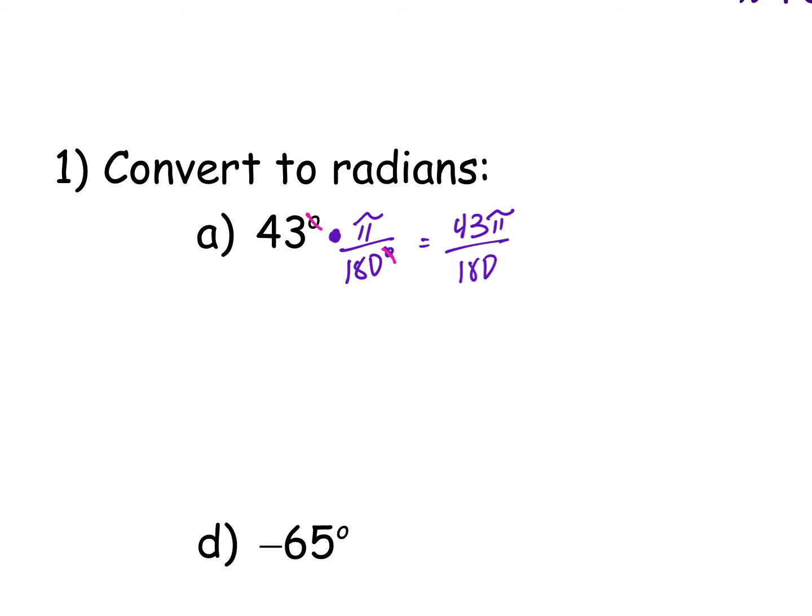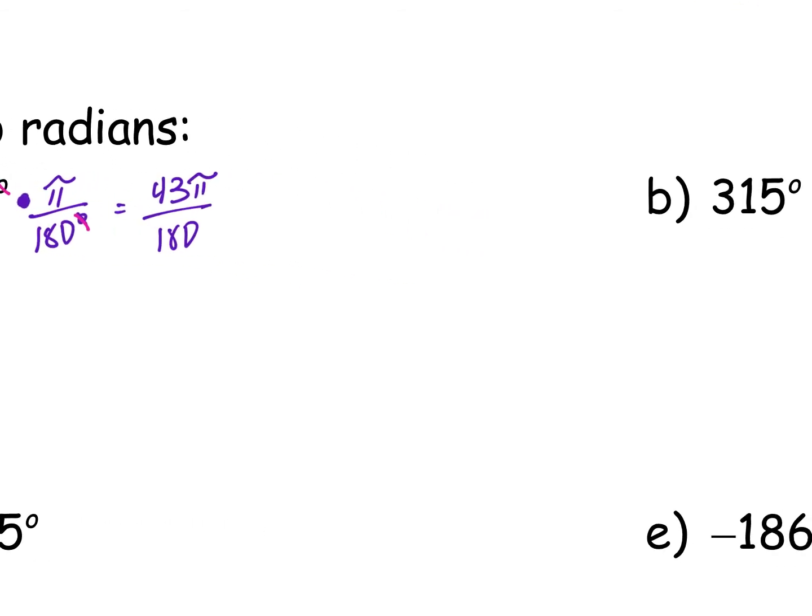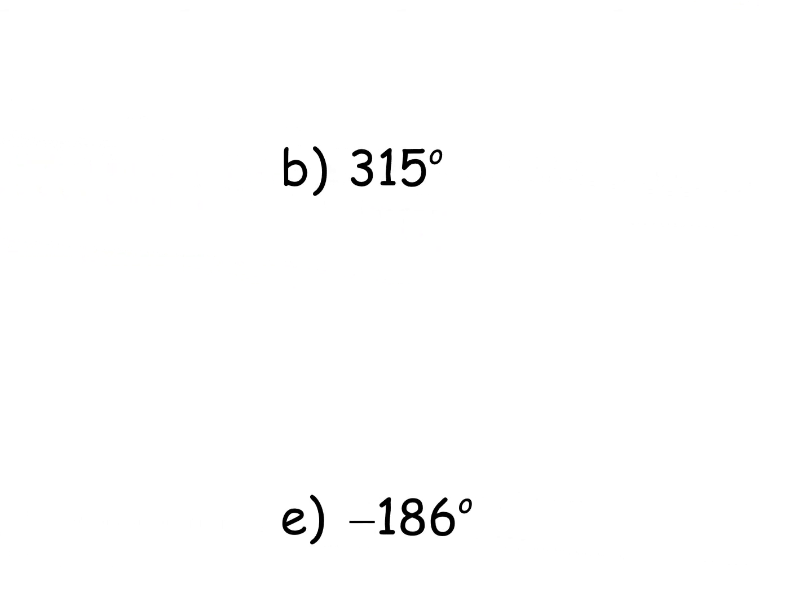So I think that 43 divided by 180 is as simple as it's going to get. But just let me double check. 43 divided by 180. Yeah, so that's as simple as it gets. So this one is done. There's nothing else I can do with that because 43 doesn't go into 180. Okay, so let's go to one that I have to do a little bit more work on, which is this one.